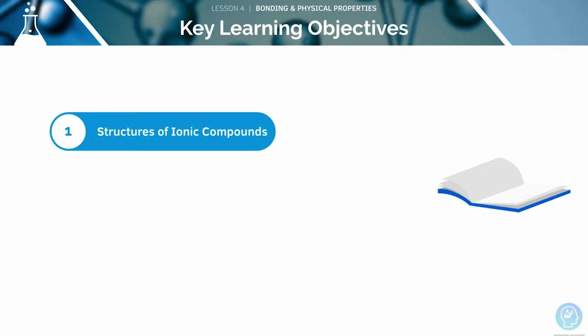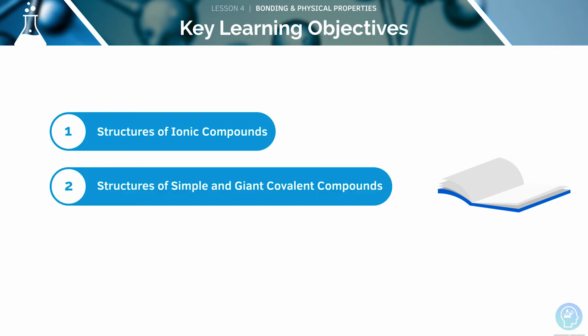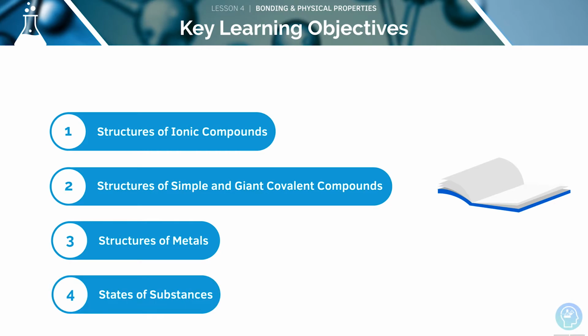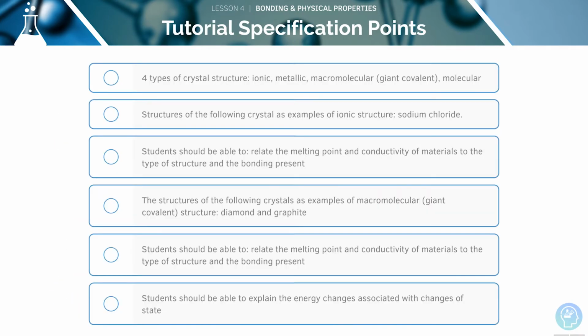Here are the key learning objectives for this lesson. The first is to look at the structures of ionic compounds, and the next is to look at the structures of simple and giant covalent compounds. We'll then move on to the structures of metals and the states of substances. Here are the AQA specification points for this lesson. Feel free to pause the video now and have a quick read through them before we begin.